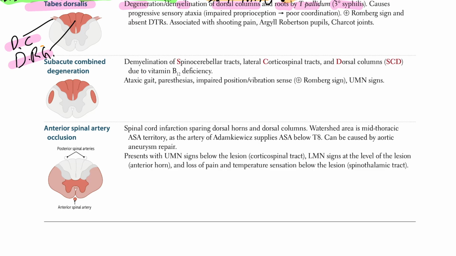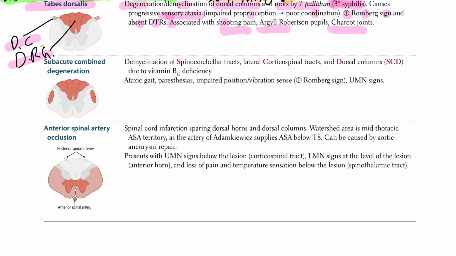ganglia, right, by tertiary syphilis. It causes progressive sensory ataxia, which is impaired proprioception, poor coordination, which leads to a positive Romberg sign, and absent DTRs. Associated with shooting pains, Argyll Robertson pupil, and Charcot joints, high yield. So let's talk about each one of them.